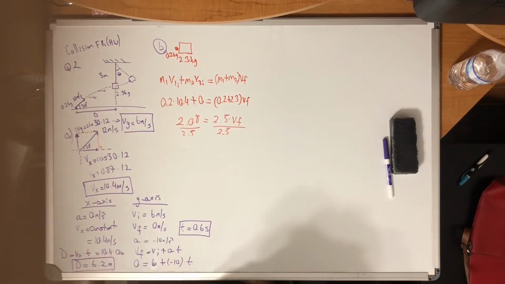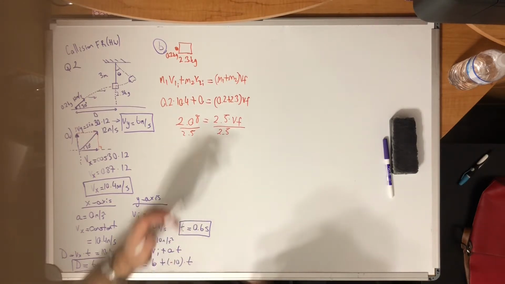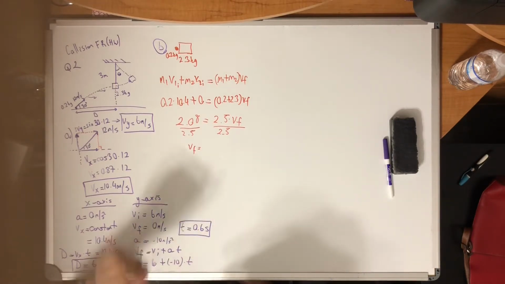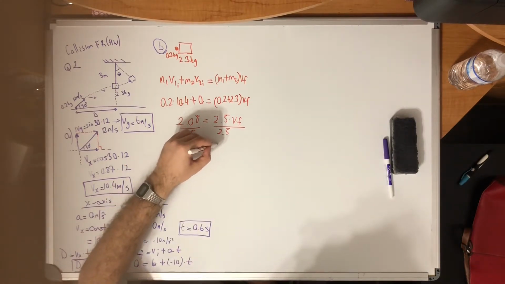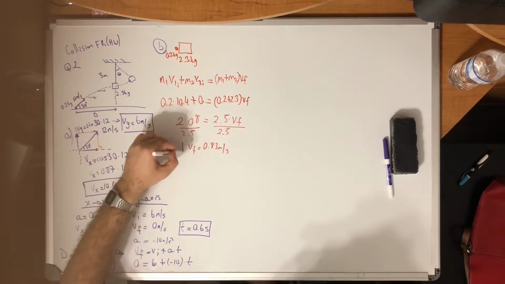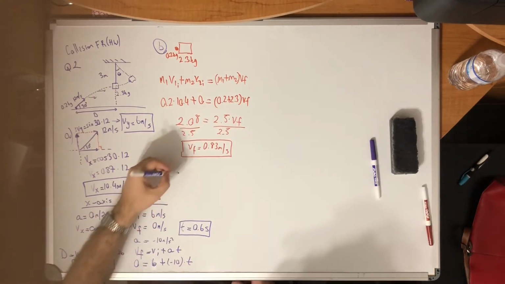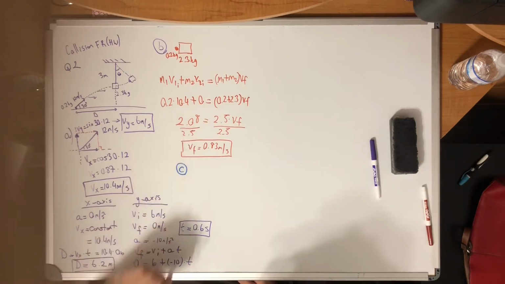and then you will find V final as 0.83 meters per second. So that's part B. In part C, they're asking for the angle theta.